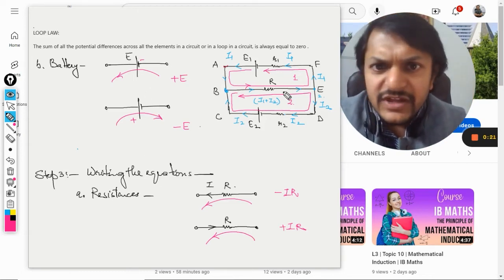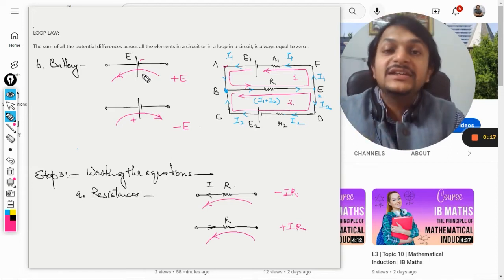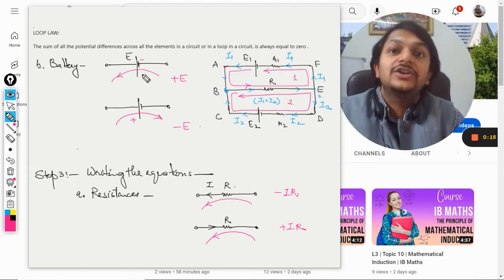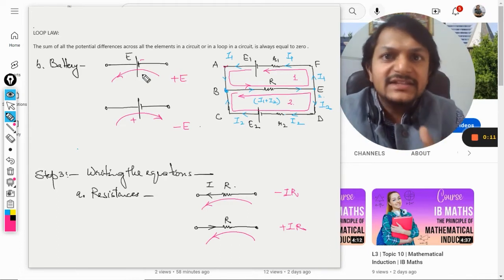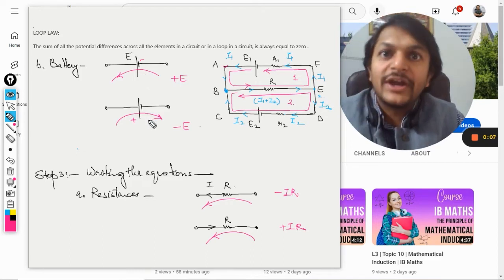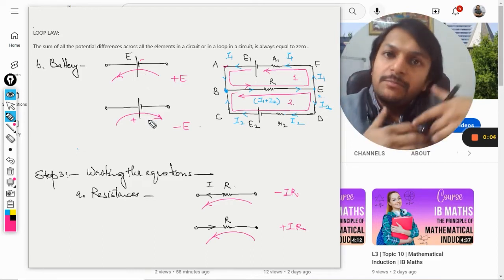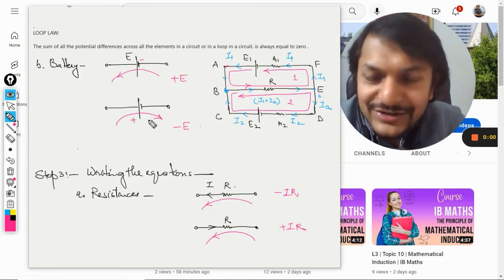Because if there is a loop and we encounter the negative terminal of the battery, this battery is going to assist the current to keep on moving in the same direction. That is why this is going to increase the potential. But this battery, on the contrary, is trying to stop the current. It is trying to make the current move in the opposite direction. That is why this will be subtracted.